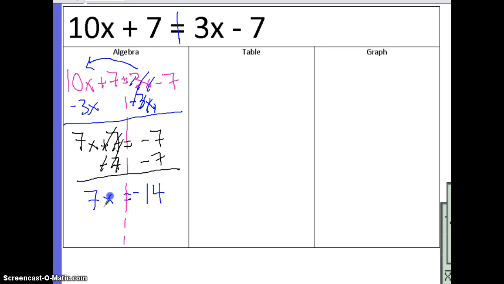And then the other side is 7 times x. I divide last. Cancel my opposites, and -14 over 7 is -2. Put a box around your answer. And now I'm ready for the table. So I'm going to pause it, put it in.